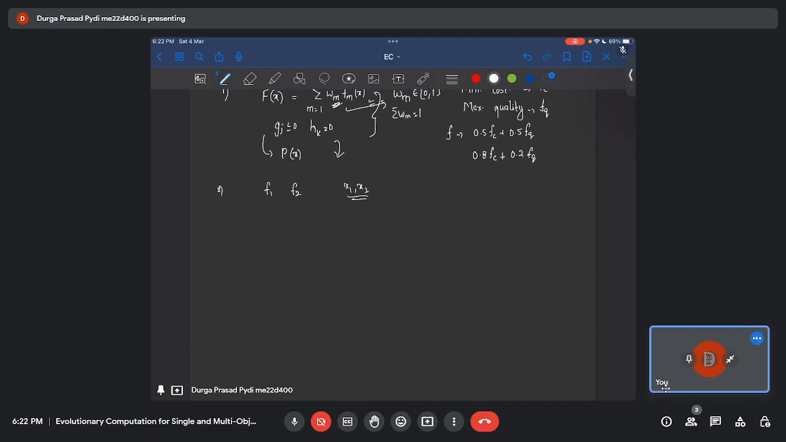When you essentially vary the value of x1 and x2, you get several different possible solutions, and each one of these solutions will give you a value of f1 and f2.